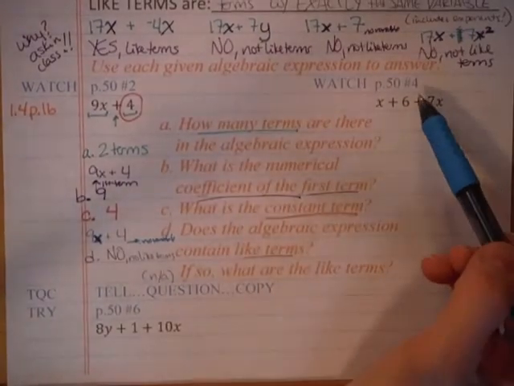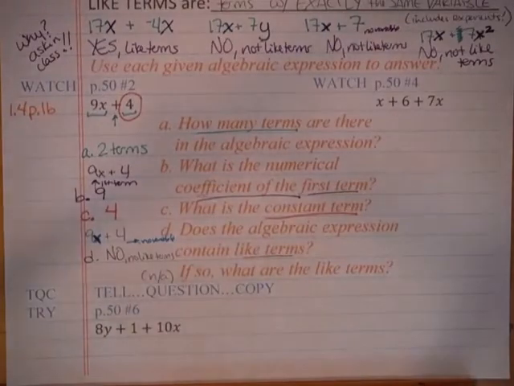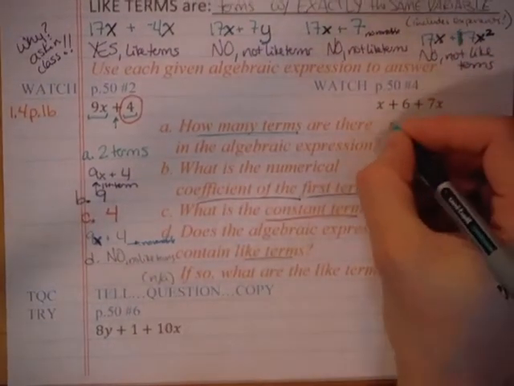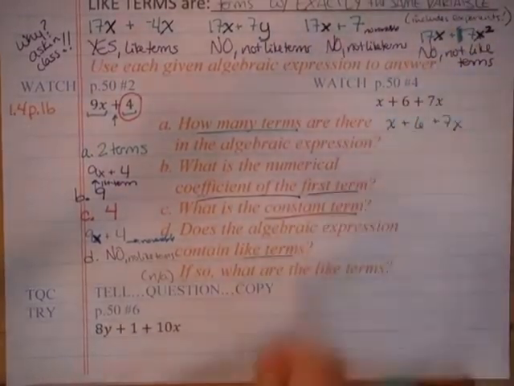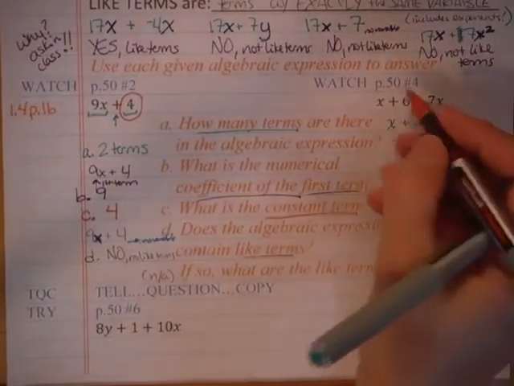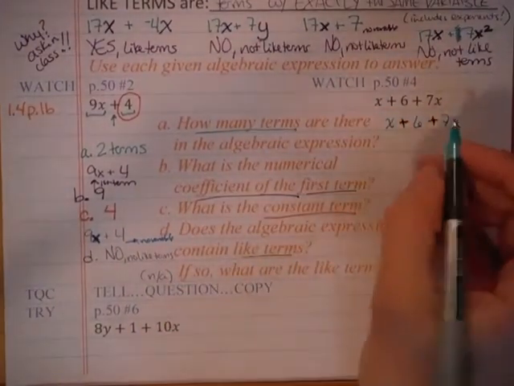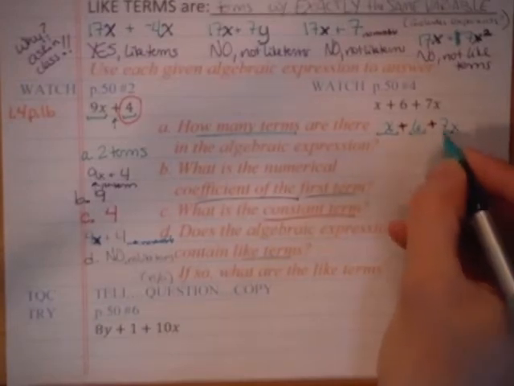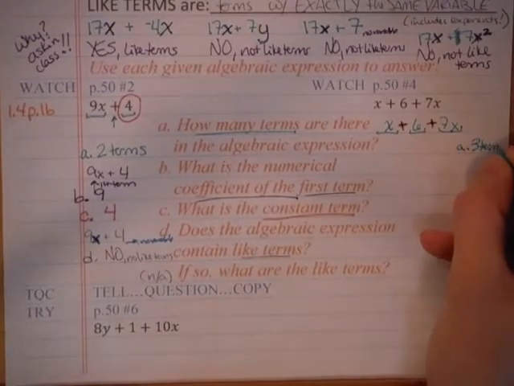So let's do the same thing with number 4 here. How many terms are there in the algebraic expression? So as we recopy it here, x plus 6 plus 7x, these plus signs separate the terms. And so you've got 1, 2, 3. So our answer to A is 3 terms.